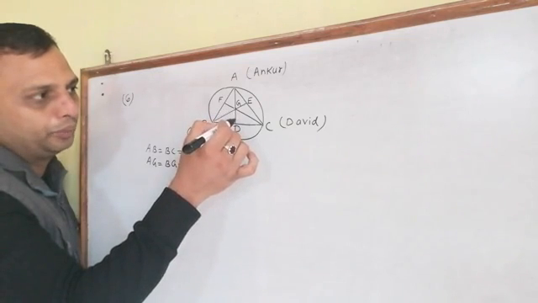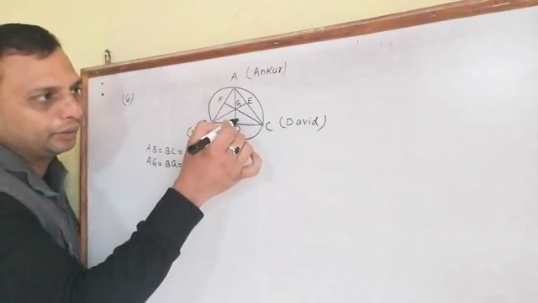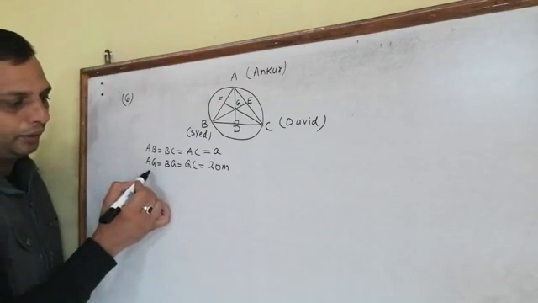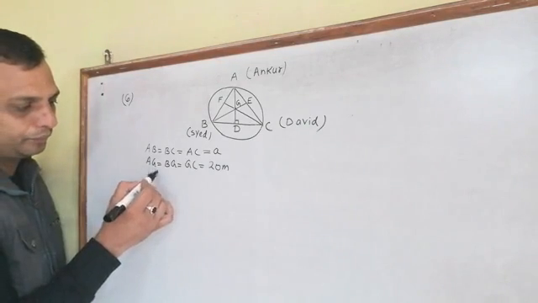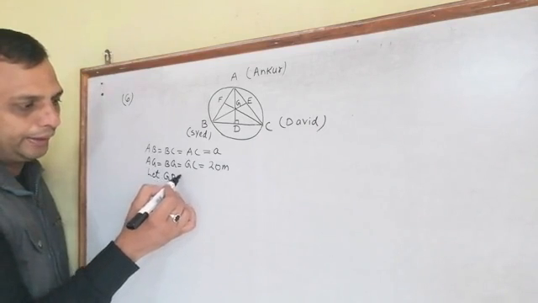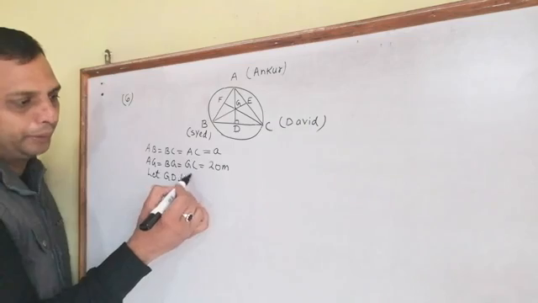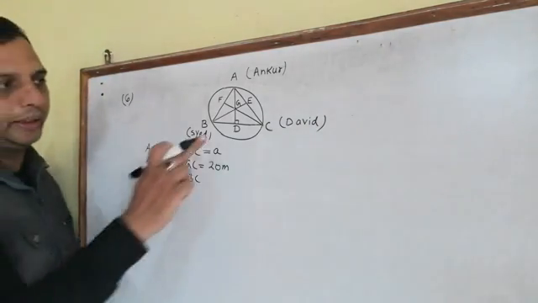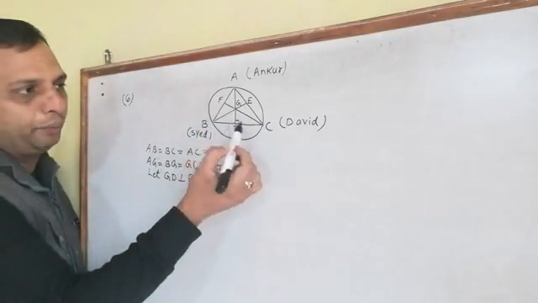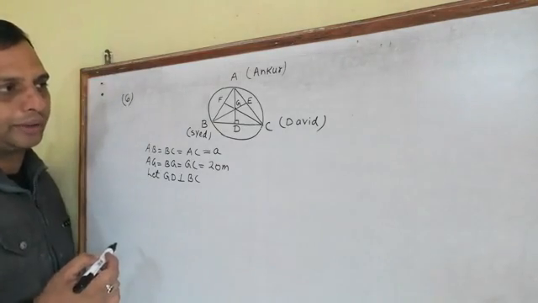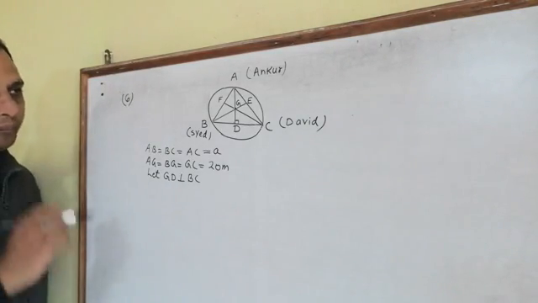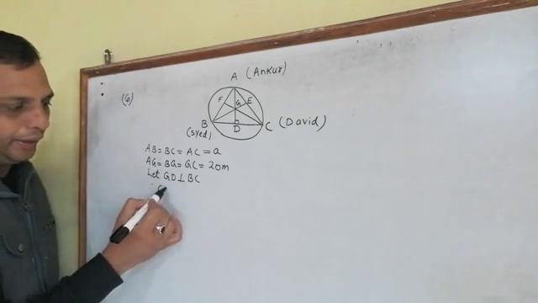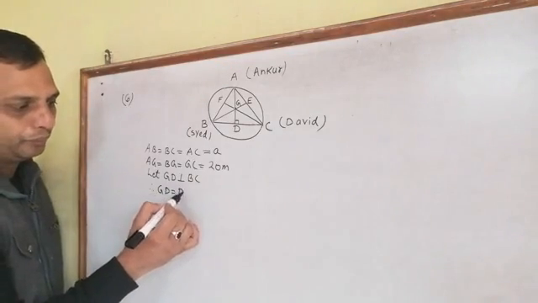AD is perpendicular to BC. Let GD be perpendicular to BC. If GD is perpendicular to BC, then we can say that BD will be equal to DC, because a line drawn from the center of the circle will bisect the chord. So therefore GD will be equal to this.